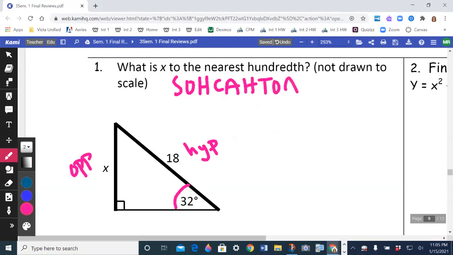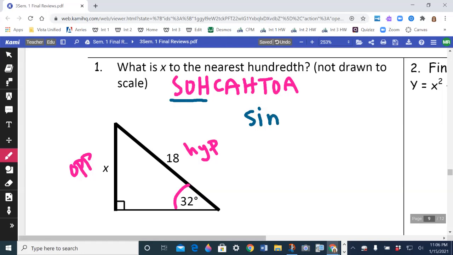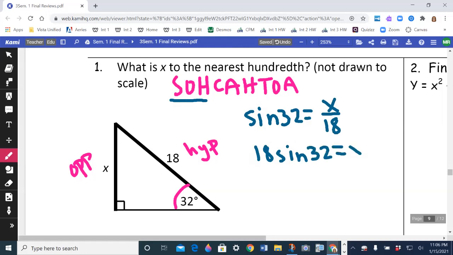And looking at this, what I have is opposite and hypotenuse, so I've got sine. So I'm going to do sine of 32 degrees is equal to opposite over hypotenuse. I'm going to multiply both sides by 18, so I'm going to get 18 sine 32 is equal to x, and I end up getting 18 sine 32, again, always make sure your calculator's in degrees, 9.54 for our x.